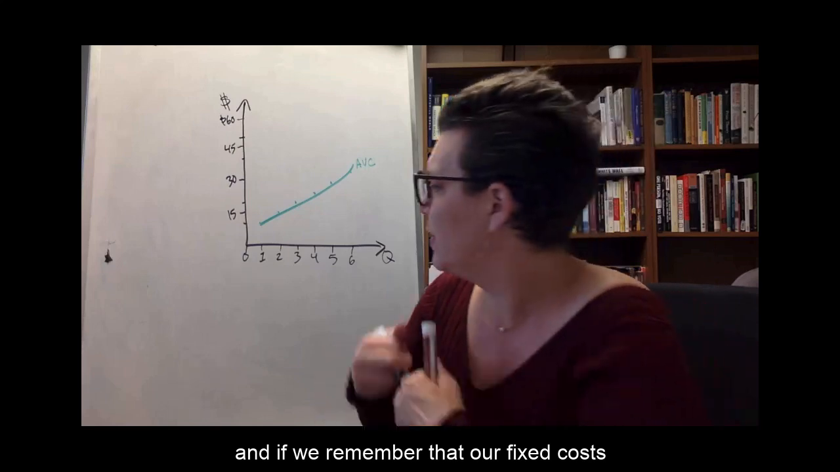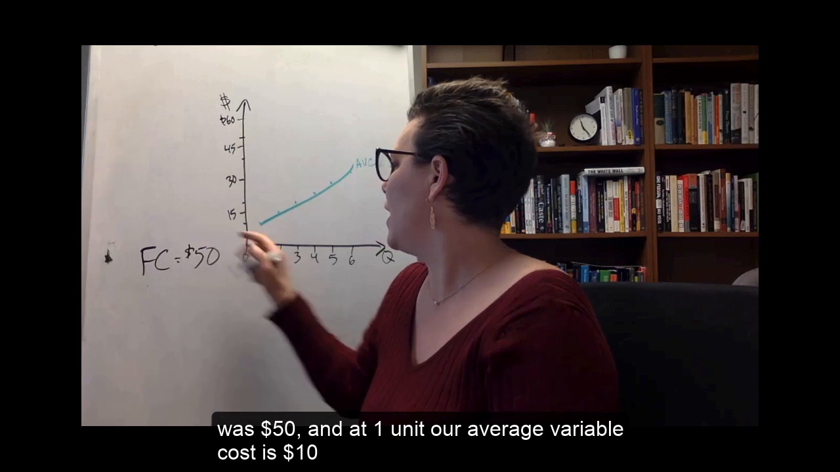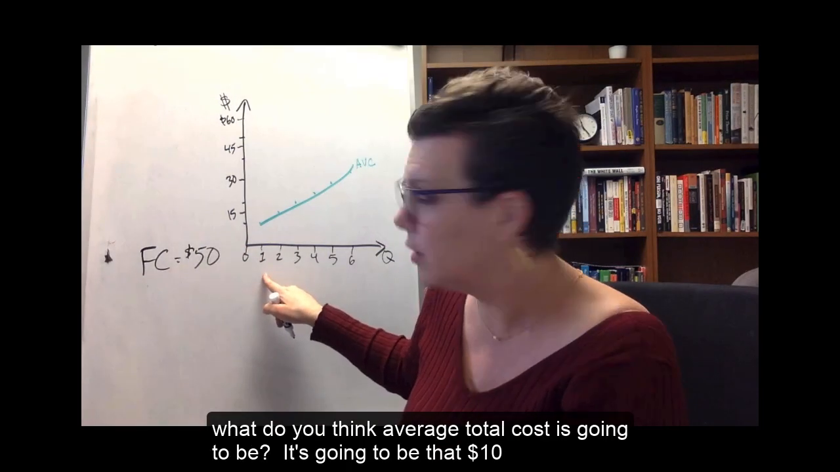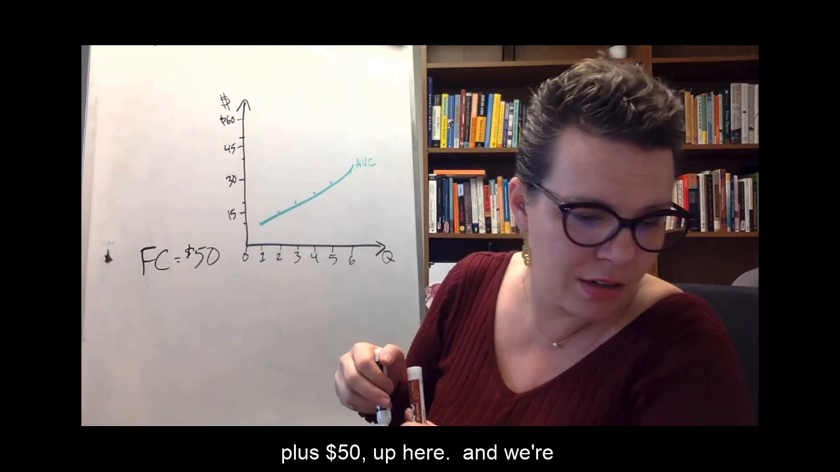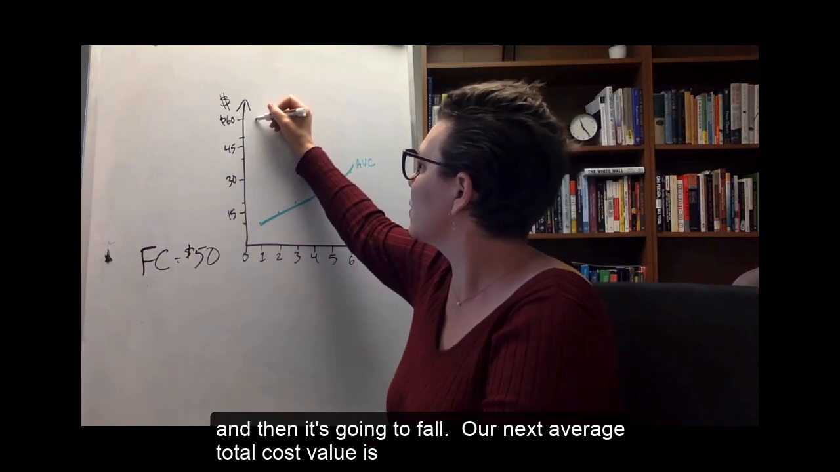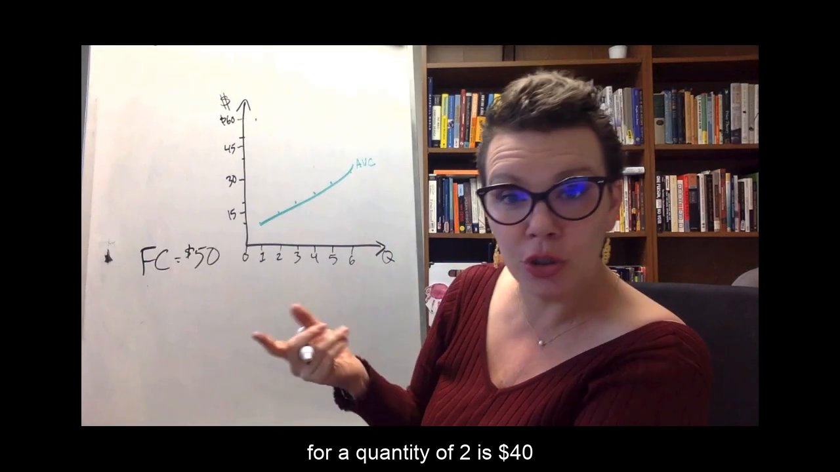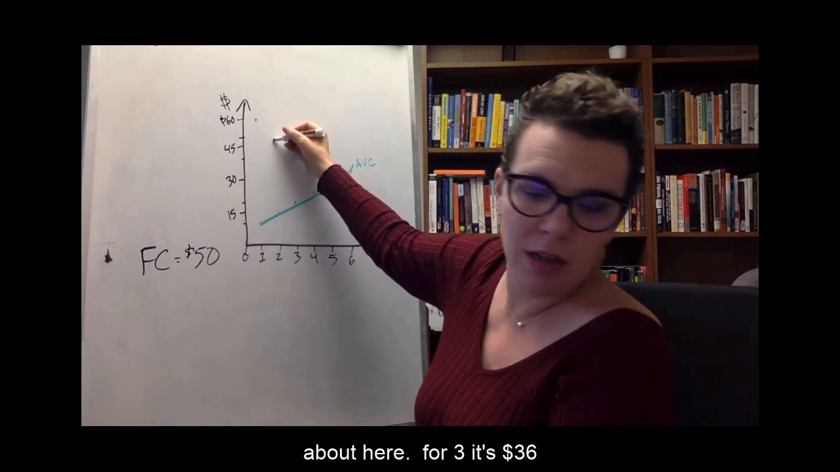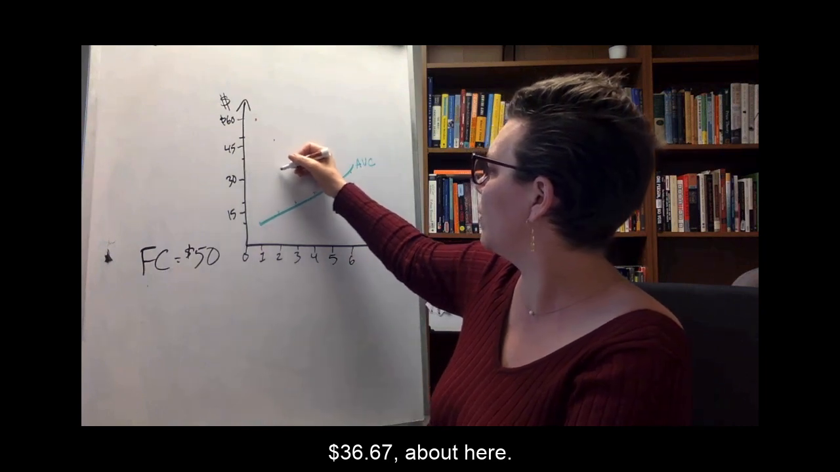So remember, our fixed costs were 50. If we remember that our fixed cost was $50, and at 1 unit our average variable cost is $10, what do you think average total cost is going to be? It's going to be that 10 plus 50 up here. And we're right. Average total cost is going to start at $60. And then it's going to fall. Our next average total cost value for a quantity of 2 is 40. That'll be about here. For 3, it's 36.67, so it's going to be about here.